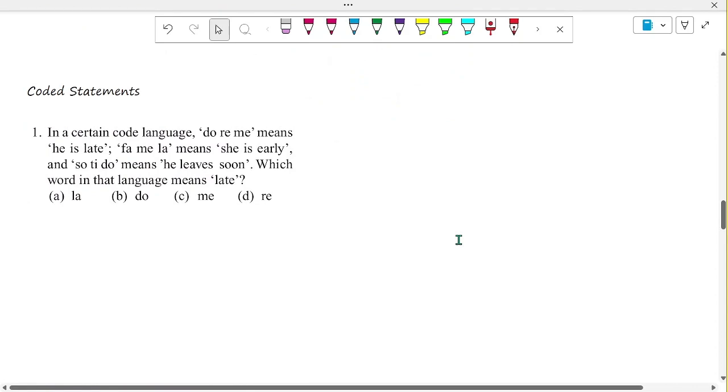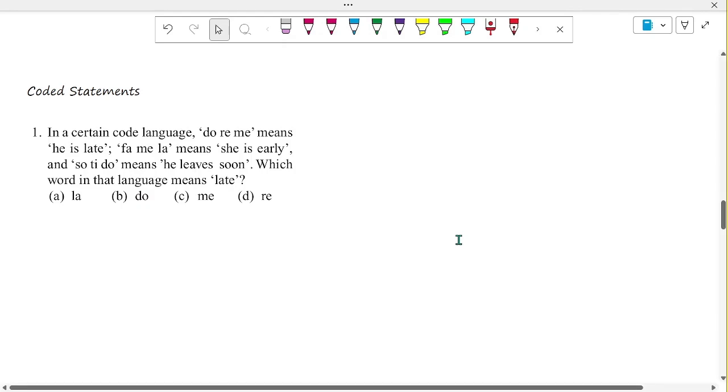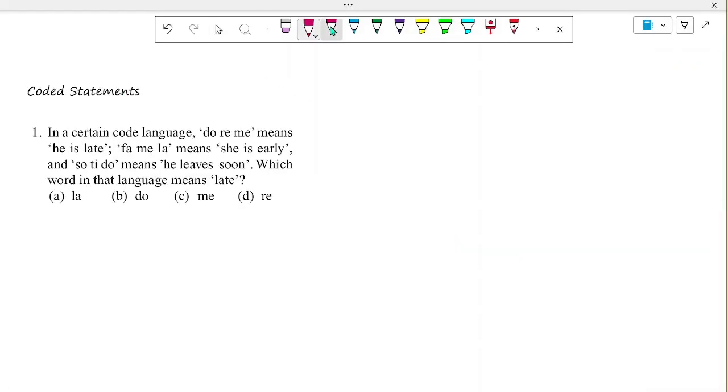There are some more different types of questions. You can observe coded statements. Can you tell me the answer? I'll give you 1 minute. Just try to analyze. Otherwise, I'll explain how to solve this question. If you have solved this before, then well and good. Else, you will be learning now.